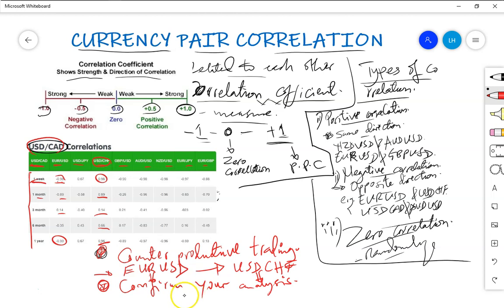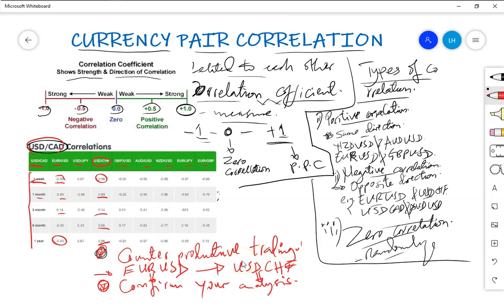Also, you can confirm things like breakouts. Maybe there was a certain level or zone where the price was ranging, or a trend line or anything else. Once a trend line is broken on one currency pair, you're supposed to see the same event on another pair. So that will be a confirmation for your entries.